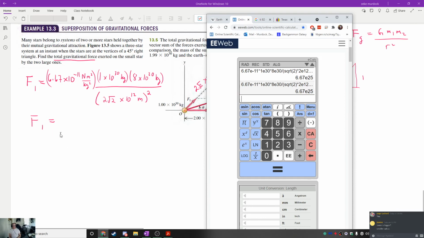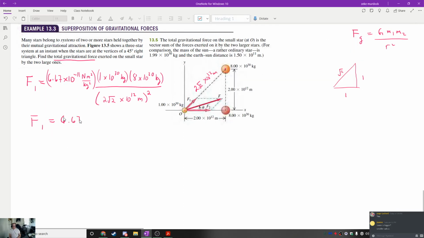Do you all agree you get the same answer? And the unit should be newtons. Are you saying yes that you got the same answer, Chris? And okay, Alicia, you're saying the same thing? Okay, good. So that is F1.